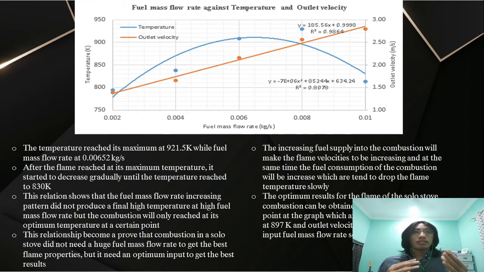So the increasing fuel supply into the combustion will make the flame velocities increase, and at the same time the fuel consumption of the combustion will increase, which tends to drop the flame temperature slowly. As you can see, when the fuel mass flow rate is increased, let's say to 1.009, the temperature has decreased a lot.